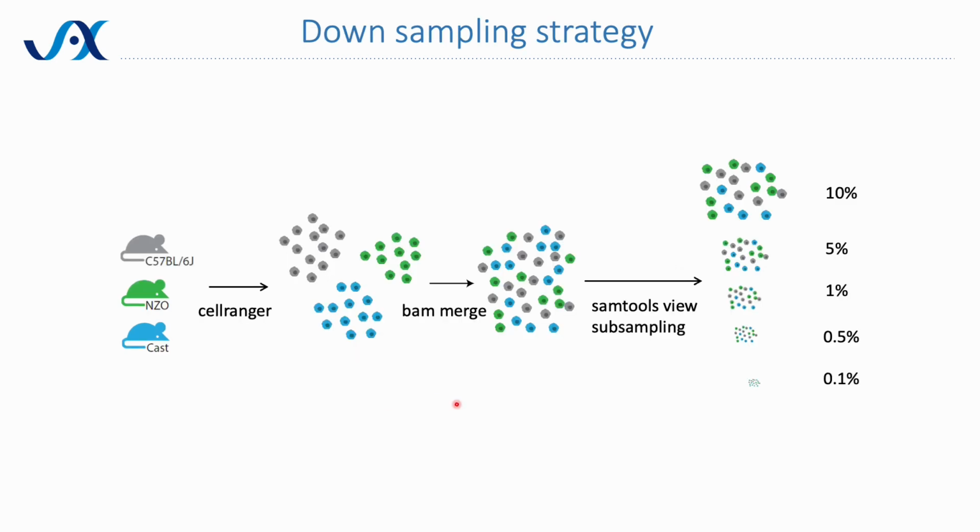This is our downsampling strategy. We mix cells in silico from different mouse strains with BAM merge, and then randomly subsample reads from different cells to 10, 5, 1, and so on percent, and run demultiplexing on this.